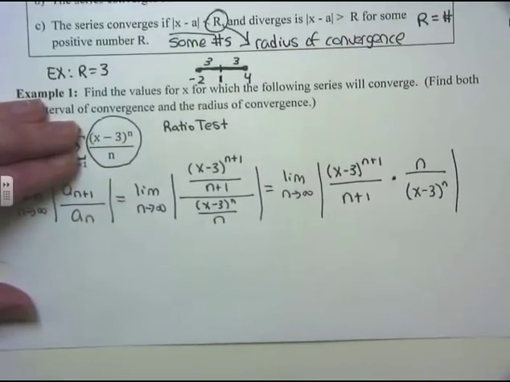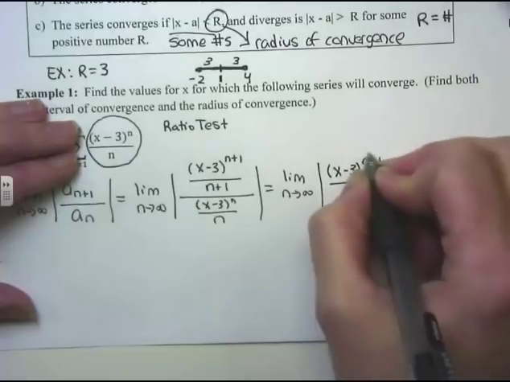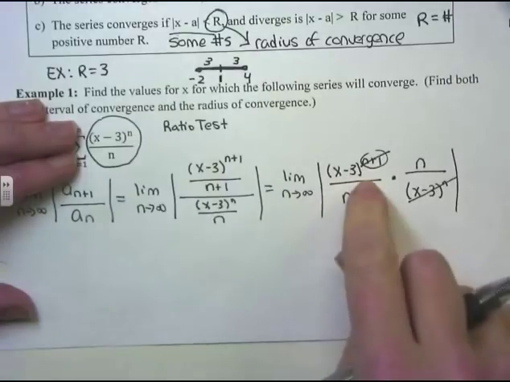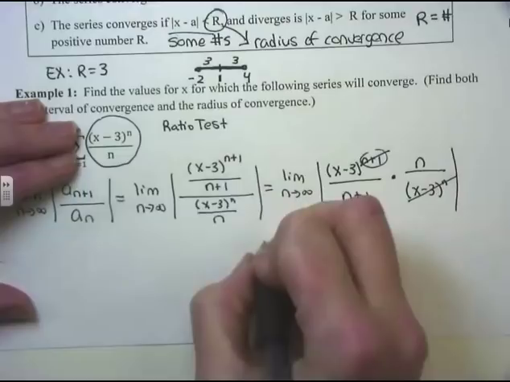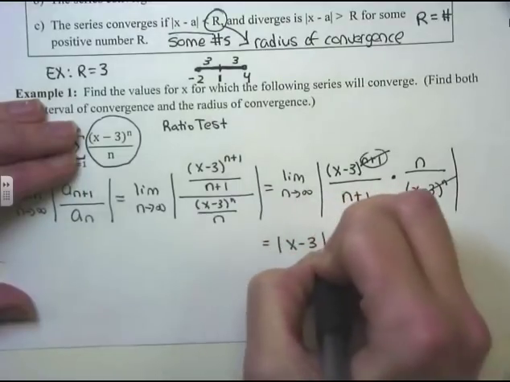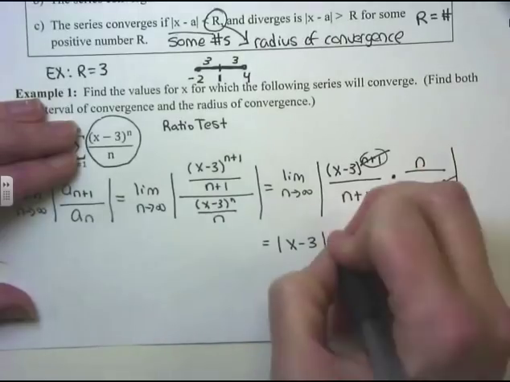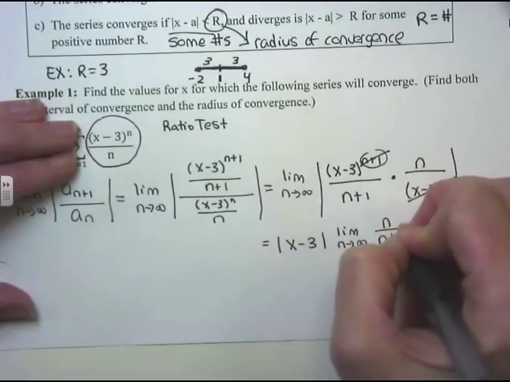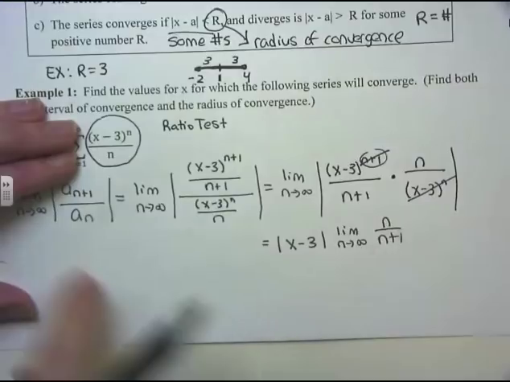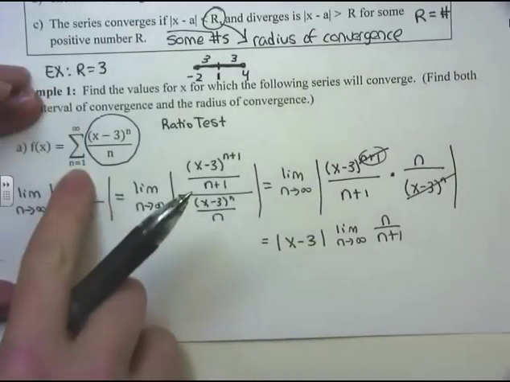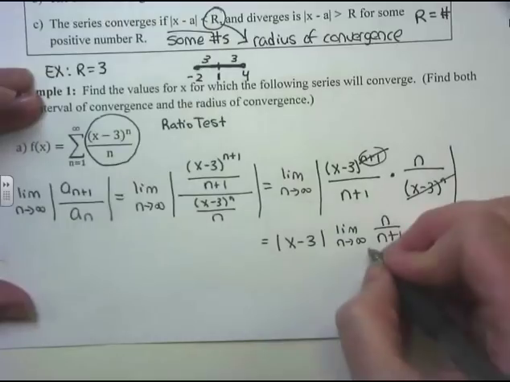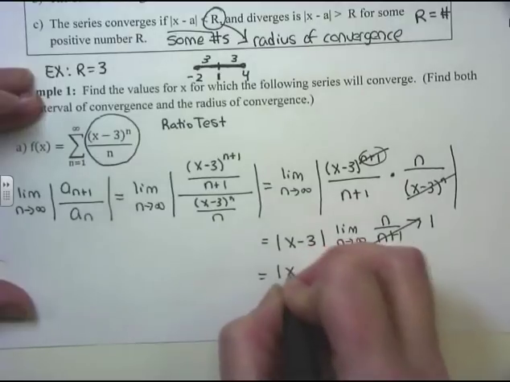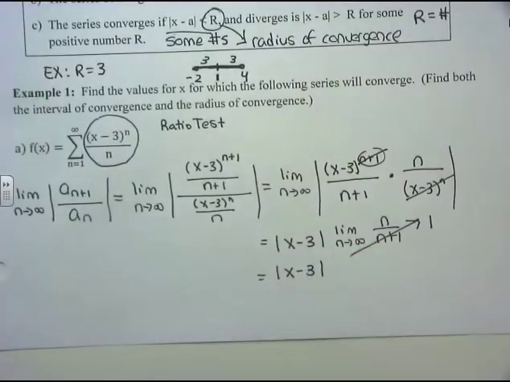You should notice several things are canceling. Here I have (x minus 3)^(n+1). It's raised to the n in the denominator, so they are all canceling except for one of the x minus 3's. I have the absolute value of x minus 3. I'm going to pull this limit in next to the n's. So here I'm left with that n over n plus 1. Of course, I can drop the absolute values because I know n was positive, right? It started at 1. Well, limit of this is going to go to 1. So what I'm left with is the absolute value of x minus 3.